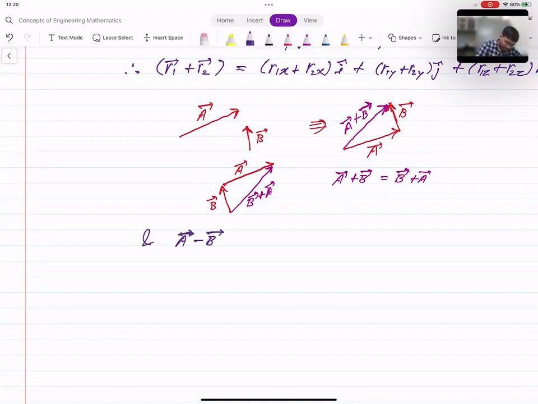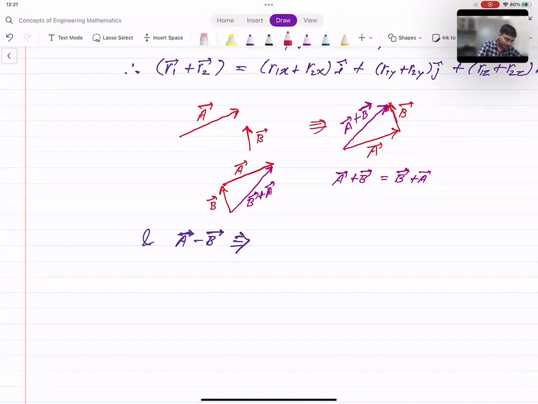This difference also follows the same method, meaning the respective components are subtracted from each other. So if we write vector A minus vector B, then the x component of B will be subtracted from the x component of A, and the y component of B from the y component of A, and so on. Geometrically, how it is represented, let us see.